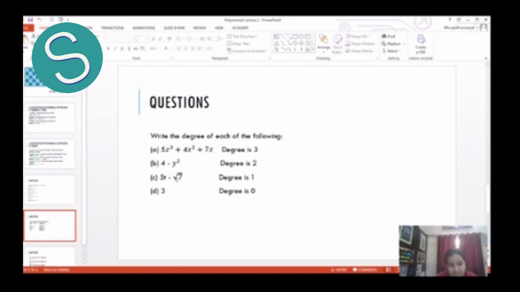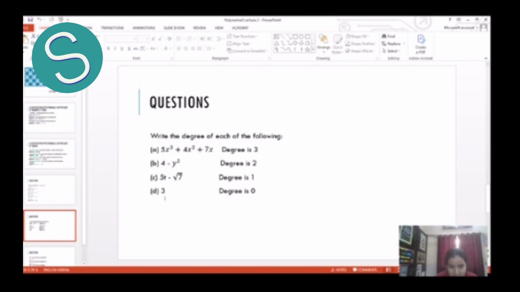Third is 5t minus root 7. So t is the variable here. Root 7 can be assumed as root 7 into t to the power 0. So t is the variable here, with two powers present in this polynomial, 1 and 0. Since 1 is greater than 0, 1 is the highest power. So the degree of this polynomial is 1.